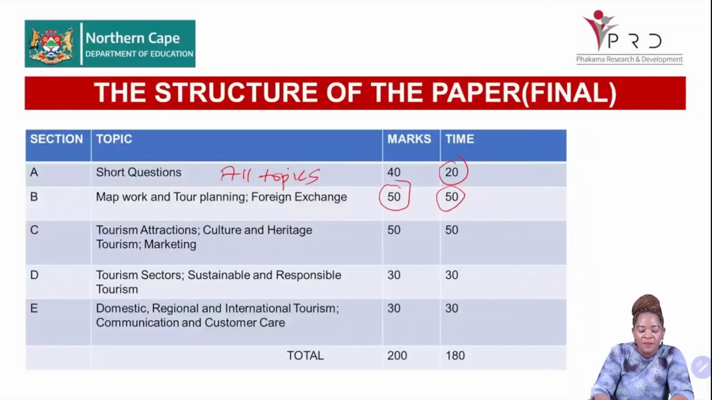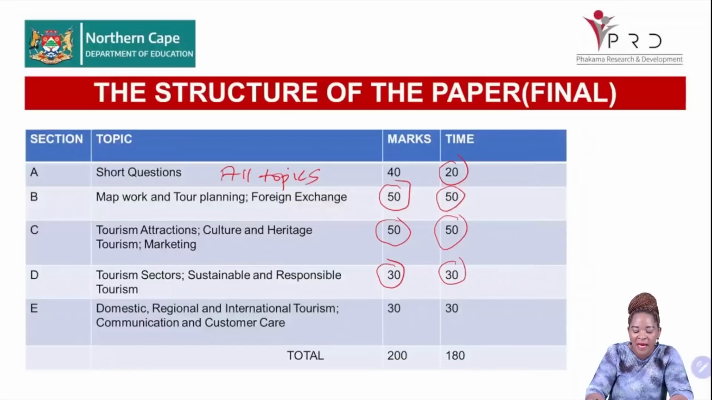Section C, you are going to deal with tourist attractions, culture and heritage tourism, and also marketing, which is also 50 marks, and you budget 50 minutes again. Section D, tourism sectors and sustainable and responsible tourism. It is only 30 marks, and you must budget 30 minutes. You cannot go over 30 minutes. You don't have that time.